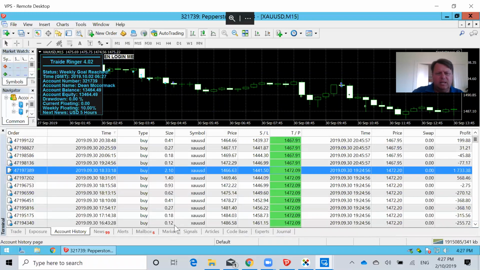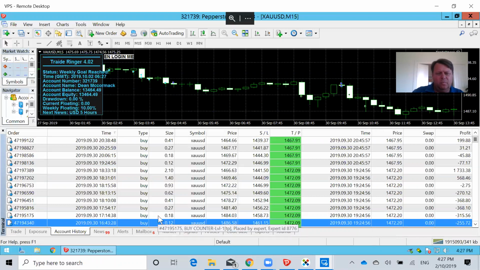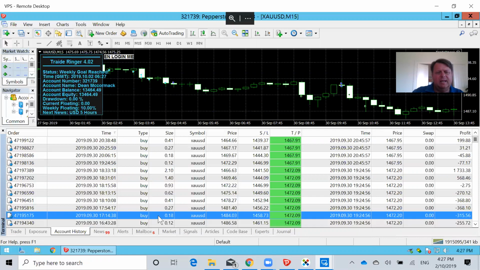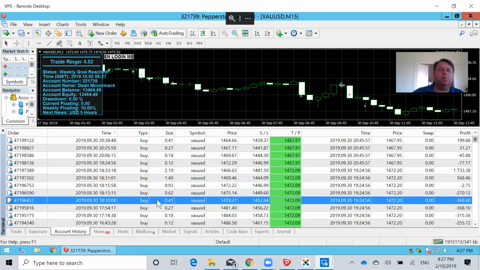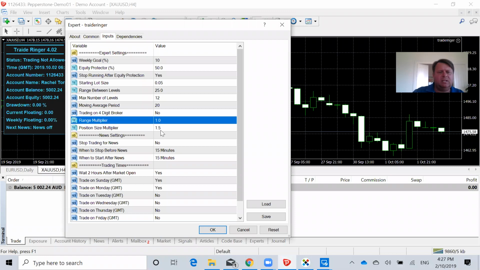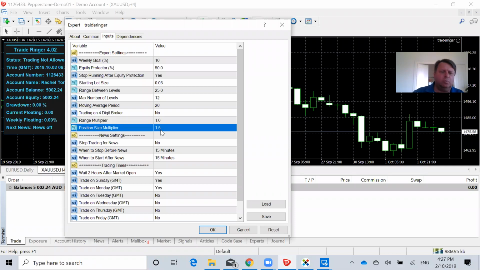All right, so here, 0.12, and then 50% of 0.12 added on is 0.18. 0.18, 50% is another 0.09, takes it to 0.27, and then another 50%. So that's obviously 1.5 times. Go back to some simple maths: 1.5 is adding 50% every time, all right? So that's what my setting is, 1.5. You can have bigger or smaller.